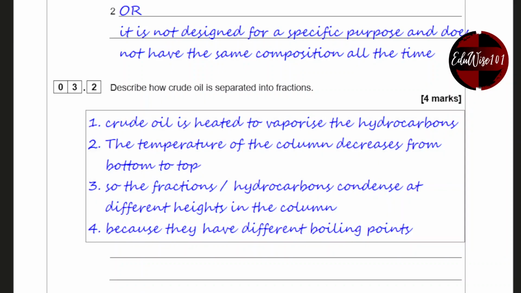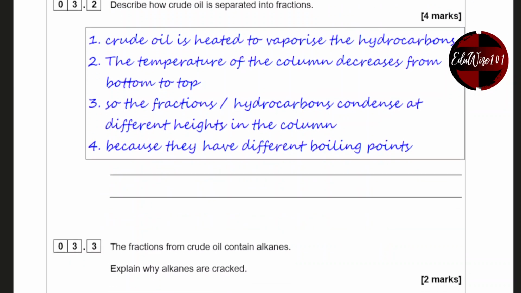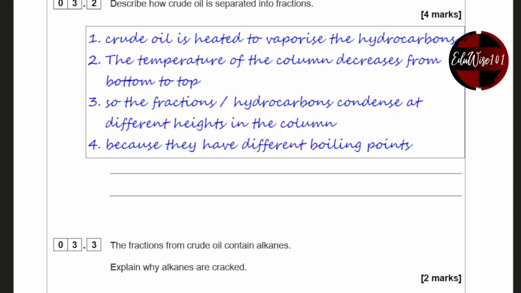Crude oil is heated to vaporize the hydrocarbons. Then the temperature of the column decreases from the bottom to the top. So the fractions or hydrocarbons condense at different heights in the column because they have different boiling points. Try and remember what the fractional distillation column looks like when you're trying to separate out the mixtures. So it would be like this.